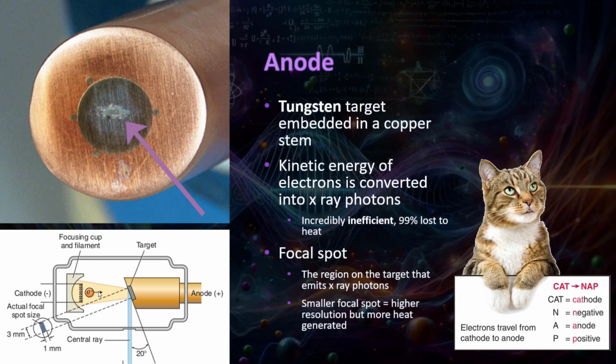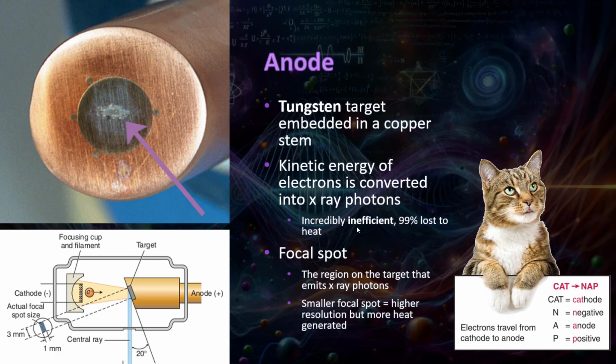And they're accelerated by a very large voltage difference from the cathode to the anode. And that's on the order of 60 to 70 kilovolts. And so that accelerates the electron beam toward the anode. And then it's that bombardment of electrons at the anode in a tungsten target, which is embedded in this copper stem. That's what creates the X-ray photons. So the kinetic energy of these electrons is converted into X-ray photons. And we'll talk about each of the interactions that creates those photons.